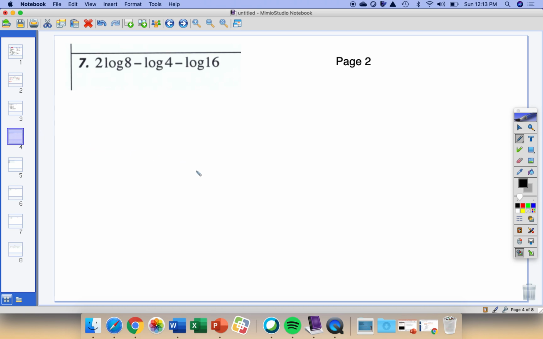Still on page 2, let's look at number 7. Again, first thing I want to do is take this 2 and put it back up here. So it becomes log of 8 squared is 64 minus log of 4 minus log of 16.